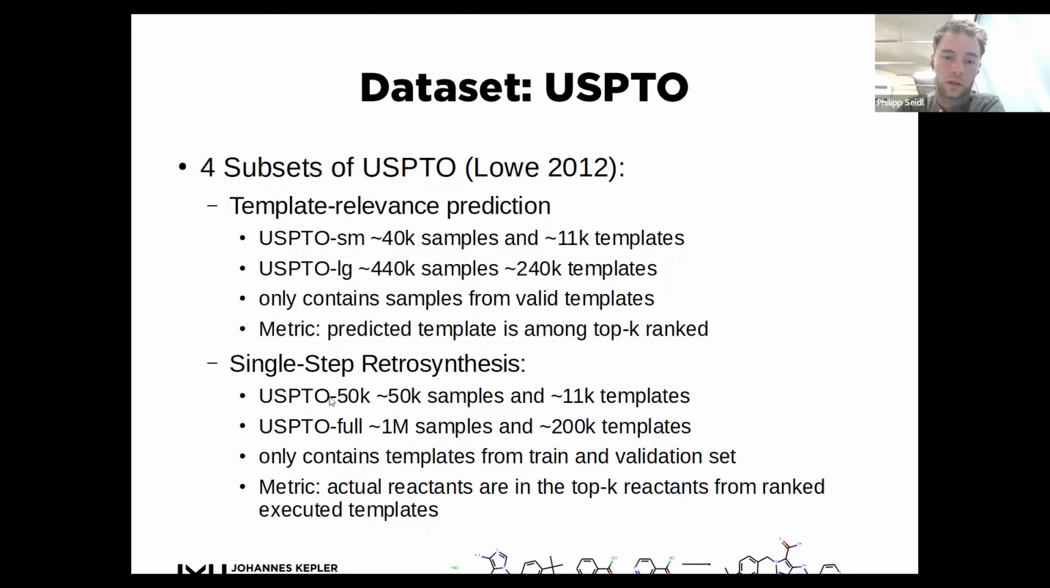Here we have 2 subsets, USPTO 50K and full, again the larger one. If you remember, USPTO has around 2 million, and a lot of them are errors, and a few are duplicates. So we used the preprocessing by Dai et al., which is left with 1 million samples. If you extract the templates, we arrive at around 200,000 templates. And what's also important here, in this setting we only use the templates from the training and validation sets. This is also different from template relevance prediction.